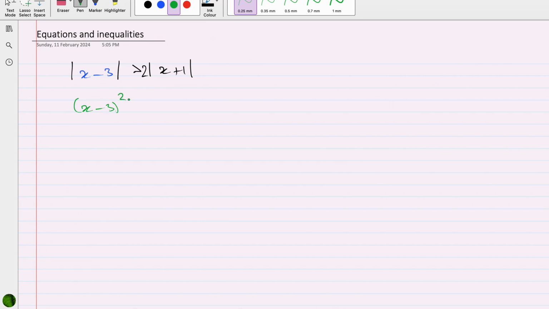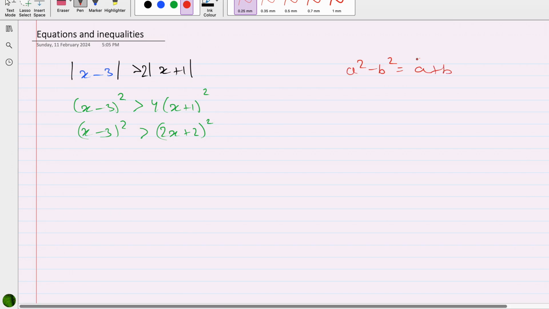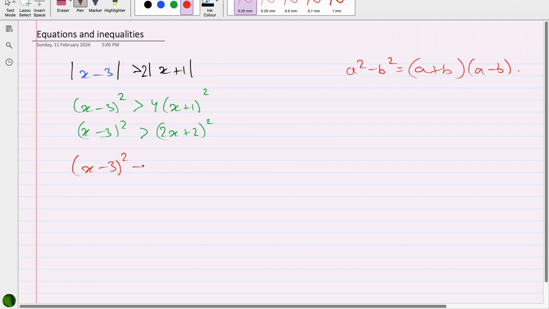So that is x minus 3 whole squared greater than, when you take this 2 inside, 4 times x plus 1 whole squared. Now let's take this 2 inside, that would be 2x plus 2 whole squared. If you remember, a square minus b square was a plus b times a minus b. So this is x minus 3 whole squared, and when I bring this to the other side, that is 2x plus 2 whole squared.